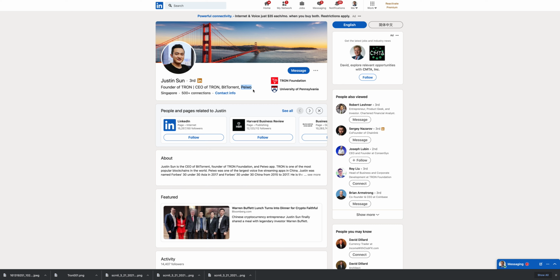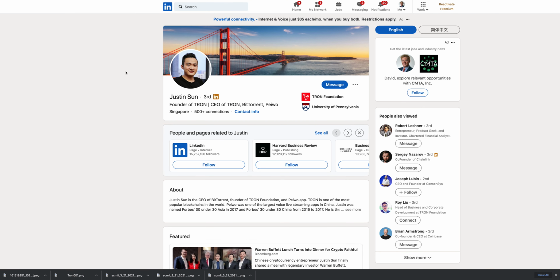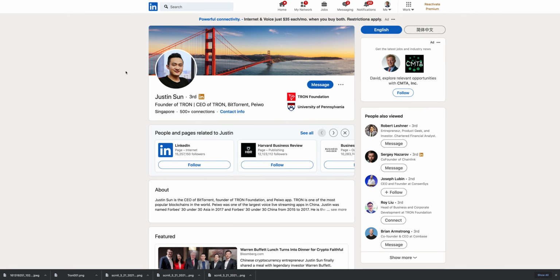Also, he has an app in China called Peiwo. Now, we in America don't realize that what happens in China is that, first of all, things like Snapchat and TikTok, these types of apps, they are extremely used and important and part of the life of people in China. Now, he is currently based in Singapore, and also the Tron network, the Tron offices, all of the Tron functioning comes out of Singapore now, but Justin actually started in China.